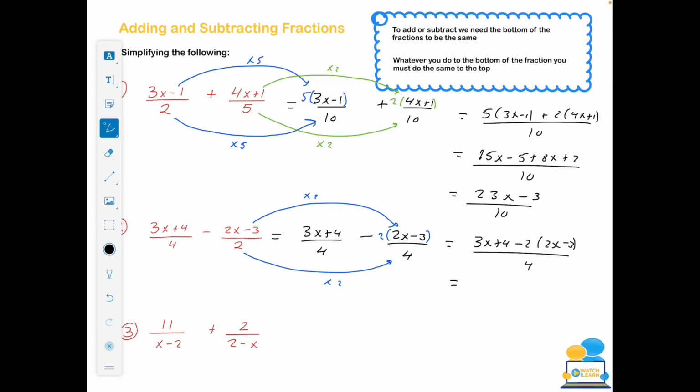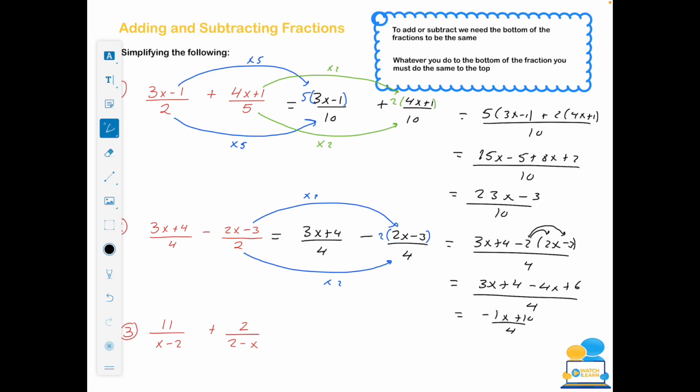all over 4, which is 3x plus 4. Now minus 2 multiplied by 2x will be minus 4x, and minus 2 multiplied by minus 3 will be plus 6, all over 4, which will equal 3x minus 4x will be minus 1x, 4 plus 6 will be plus 10, all over 4. So there's my answer for that.